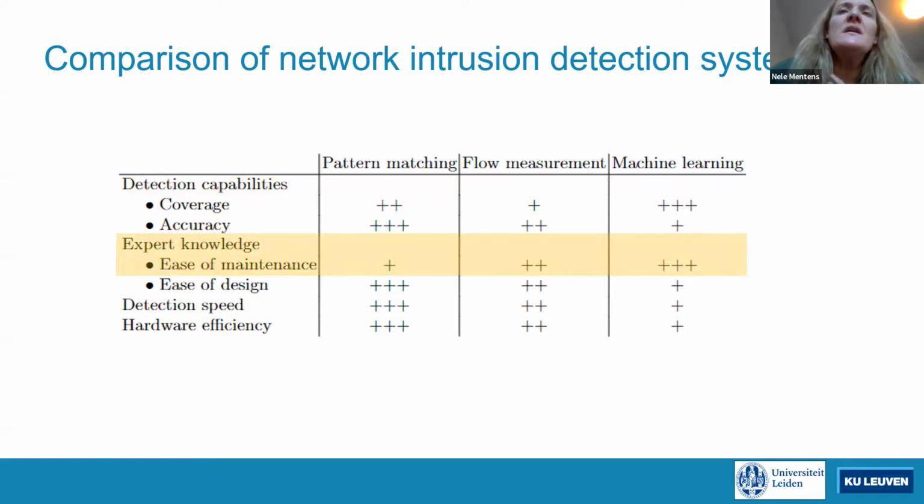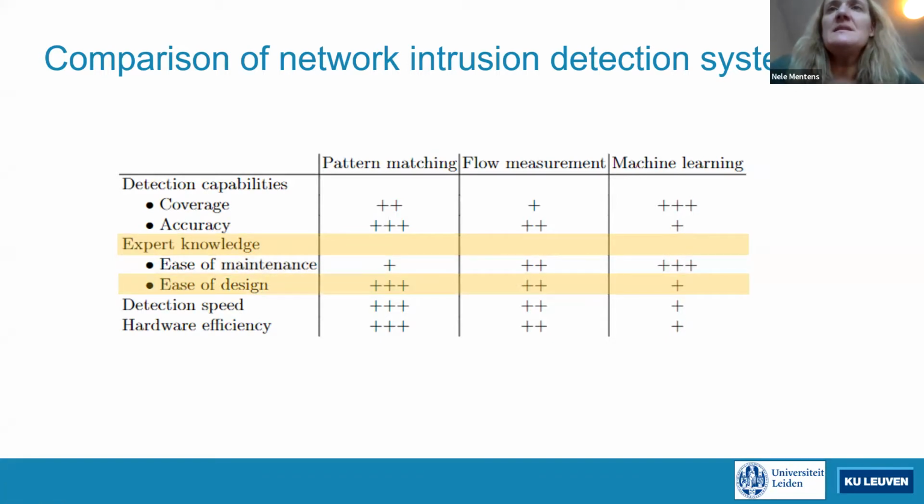Then expert knowledge and ease of maintenance: pattern matching would be the easiest because these are fixed rules. For flow measurement, it might become a bit more difficult, but for machine learning we need more expert knowledge to set up the right neural network and the right high throughput implementation. Ease of design.